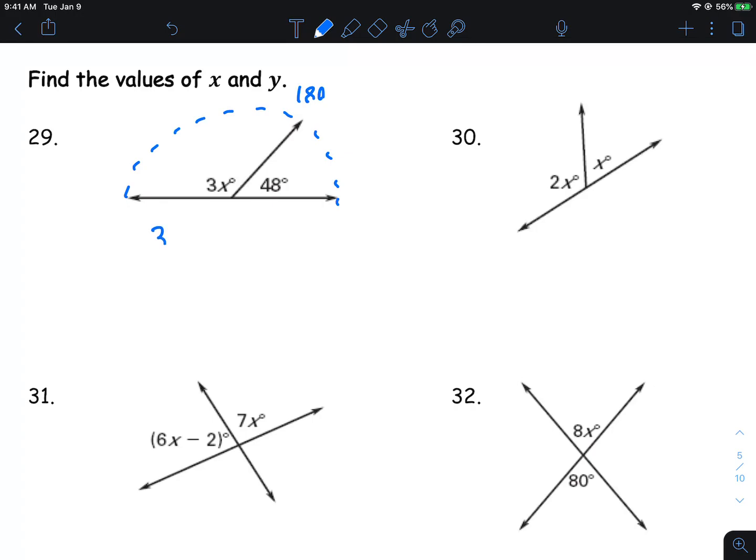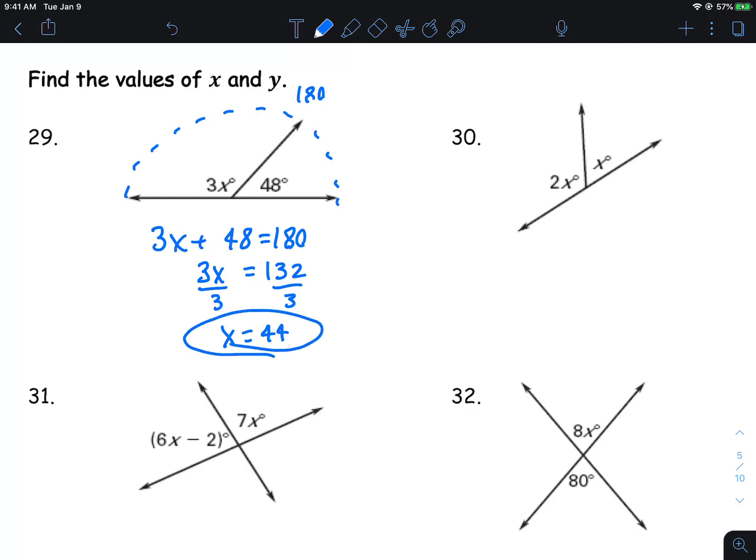So the way you set this equation up is 3x plus 48 equals 180. Then from there you can solve algebraically. We can subtract 48 from both sides. That'll get us 132 there. Let me double check that. I think that's good, 180 minus 48. Yep, 132, and then we'll divide by 3, and that comes out to 44. That's just the value of x. That's not actually an angle, so just 44. You don't need any units there.